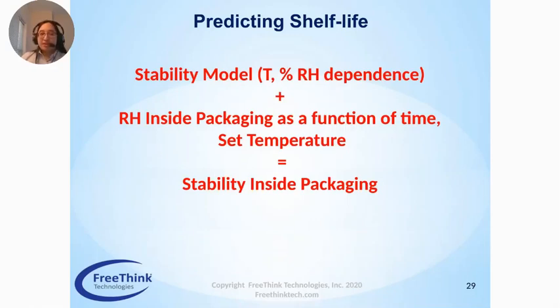The next part to take into account is the relative humidity inside packaging as a function of time. So this is assuming it's all at a set temperature. As water permeates into your packaging, as the relative humidity inside the packaging changes, the software says, okay, this is how your degradation rate is going to change. And by combining these two factors, then the stability inside packaging can be predicted.